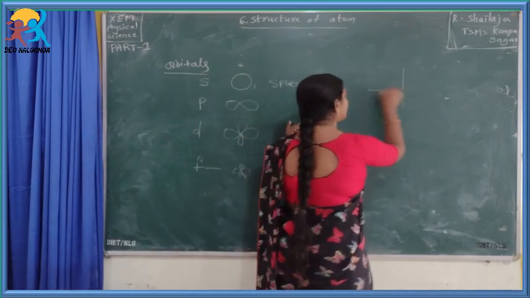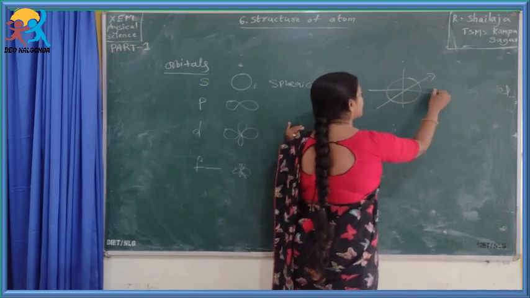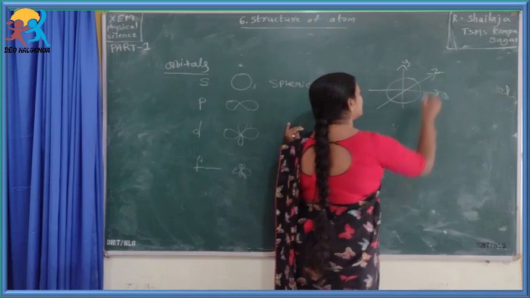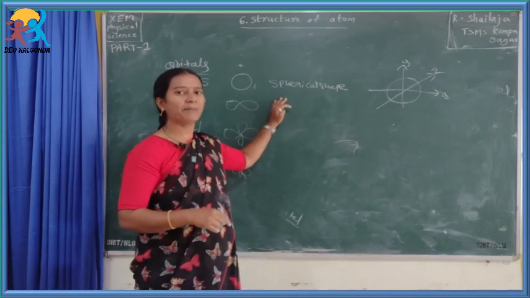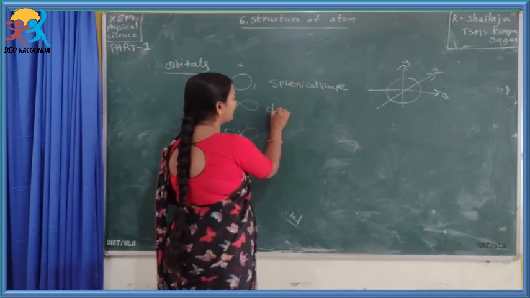In the three axes, this one is x, this is y, and this one is z. That is the shape of the s orbital. What about the p orbital? The p orbital is dumbbell.